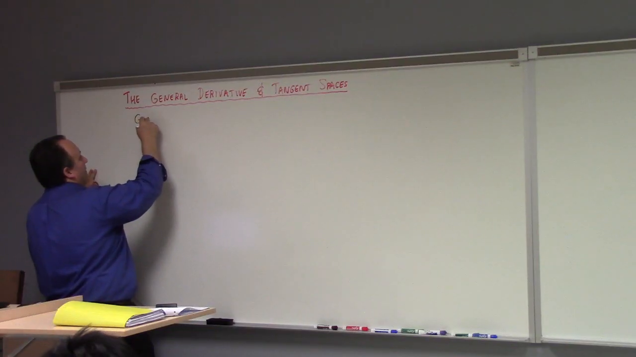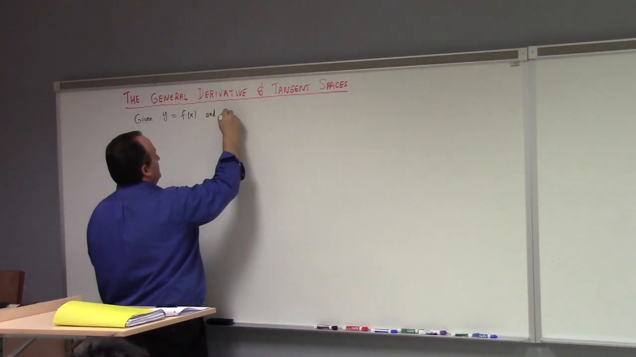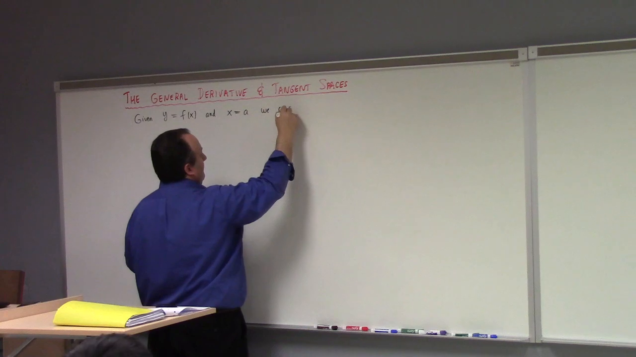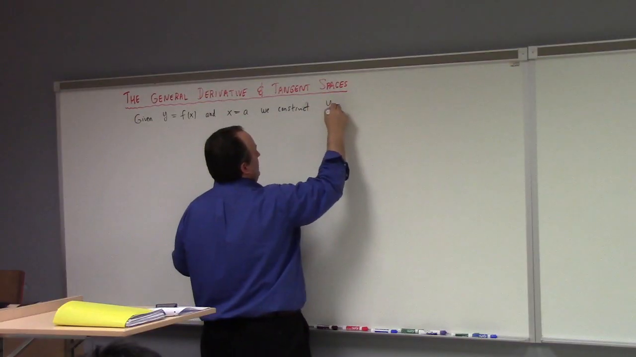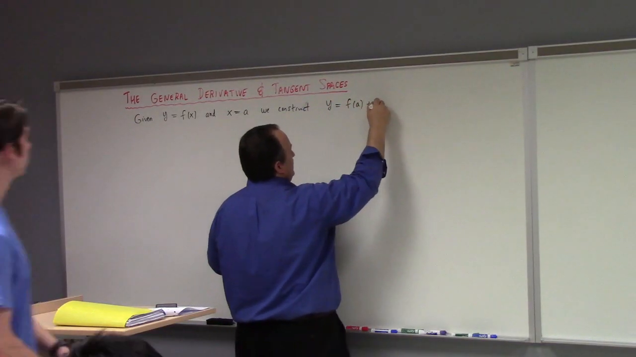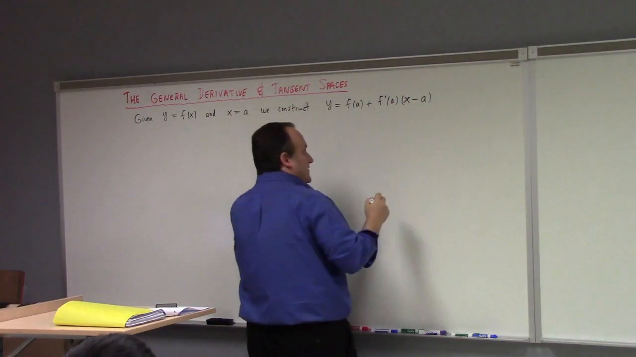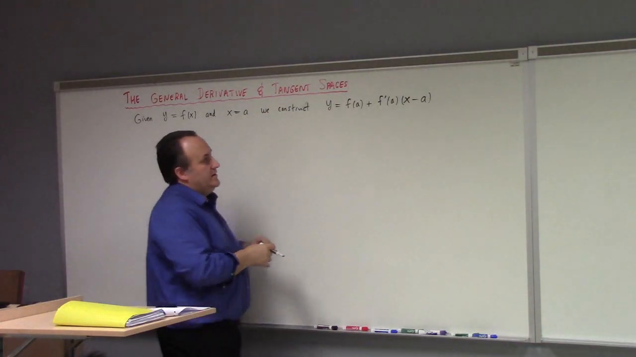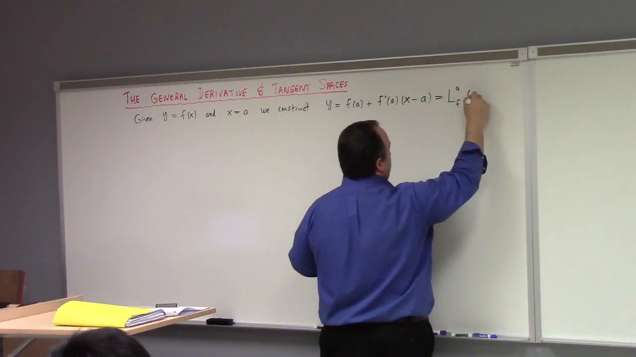Given y equals f of x, and x equals a, we construct y equals f of a plus f prime of a times x minus a, right? This is the what? This is the tangent line, right? Now, you may or may not remember this. This is also known as the linearization of f at a of x, right?